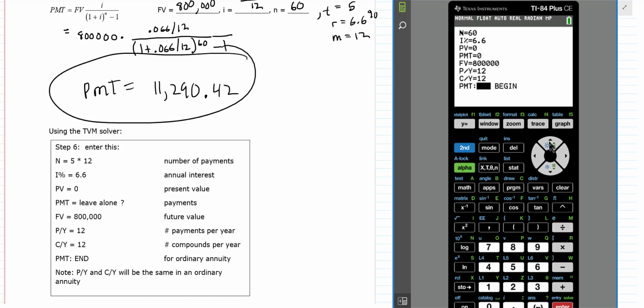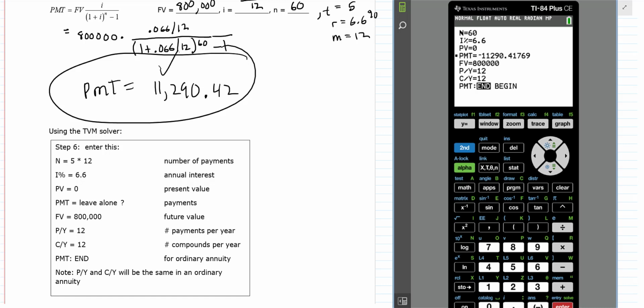Now you go to payment, get your cursor blinking on payment, and then there's this solve button in green. So you go alpha solve, but you have to be blinking on the payment. Then there's your payment. It'll come out as a negative number. Don't put that in, like if you're doing this on MyMathLab, don't put a negative number in because you're wrong. You're paying money into this. So the answer is $11,290.42.